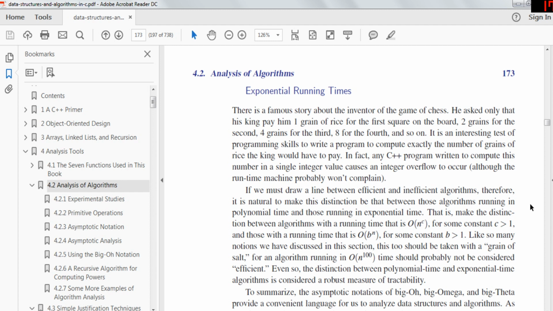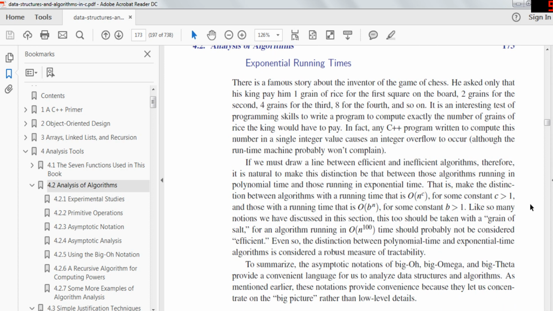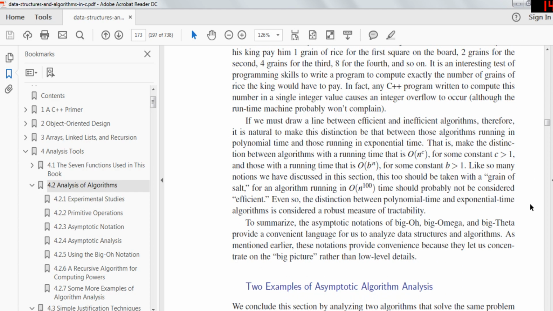So there's a famous story about the inventor of the game of chess. He asked only for the king to pay him 1 grain of rice for the first square on the board, 2 grains of rice for the second, 4 grains for the third, and 8 for the fourth, and so on. It is an interesting test of programming skills to write a program to compute exactly the number of grains of rice the king would have had to pay. In fact, any C++ program written to compute this number in a single integer causes an integer overflow.